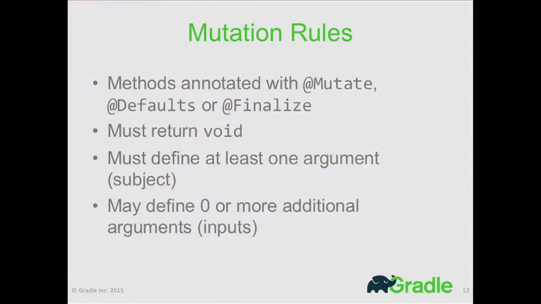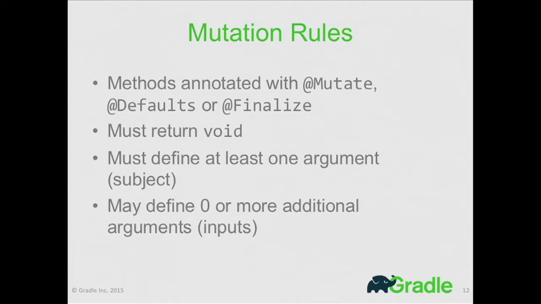So the other main type of rule is what's called a mutation rule. A mutation rule is kind of self-explanatory: it's a rule that modifies some piece of the model. There are different annotations that we use for mutation rules, and they really signify when that rule is going to be executed. The ones are mutate, and then defaults and finalize really just say ordering, and we'll talk about those in a minute.